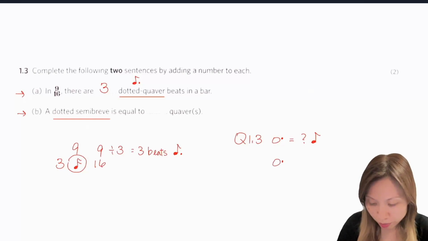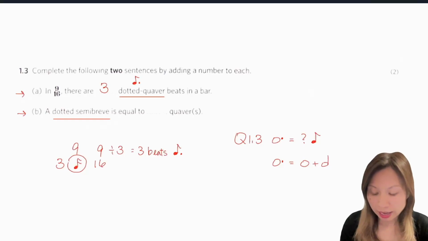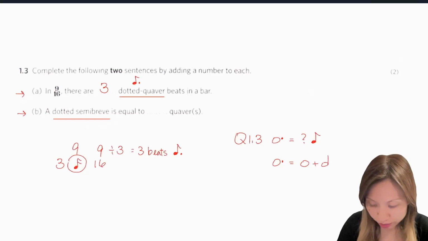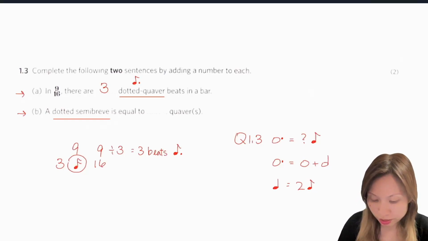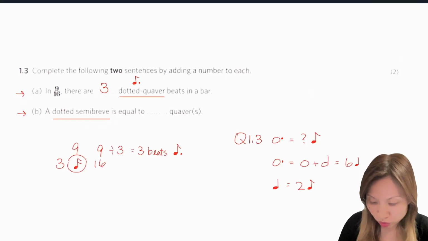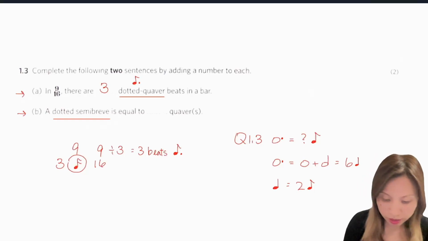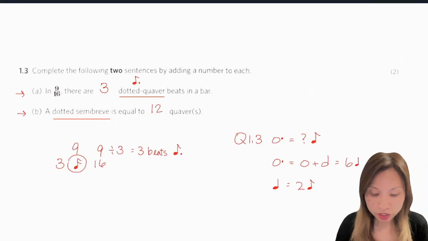A dotted semibreve would be a semibreve plus half of a semibreve, which is a minim. And in each crotchet, there are 2 quavers. And in the dotted semibreve, there are 6 crotchets. So 6 times 2, which means 12. So there are 12 quavers altogether in a dotted semibreve.